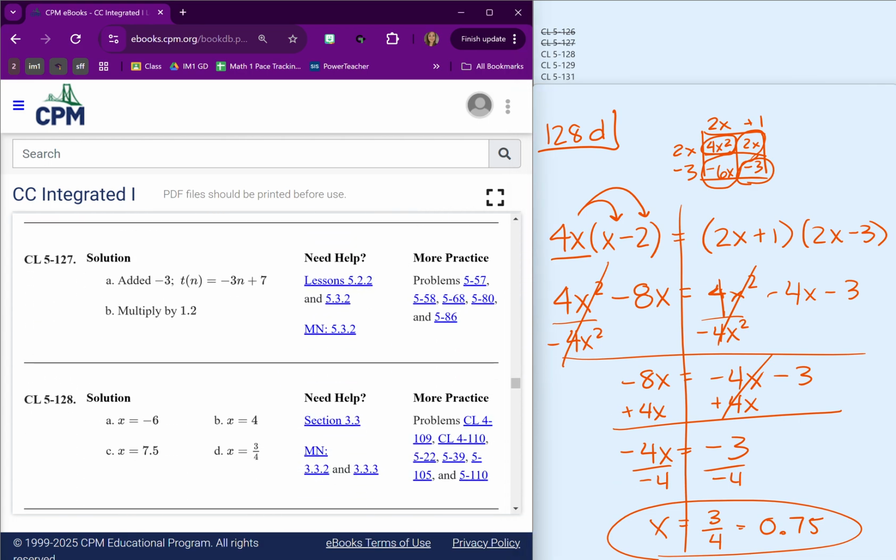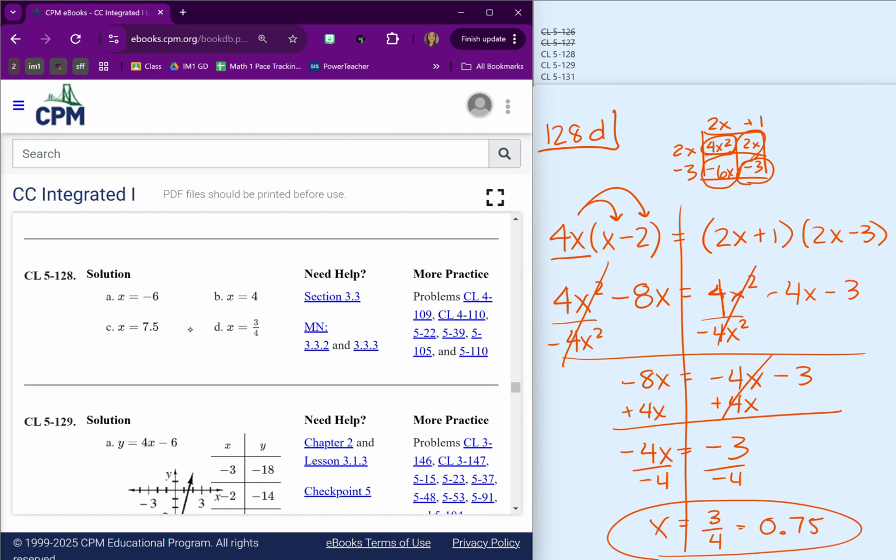Okay, so make sure you know how to solve equations. Here's your answers to check. And then again, if you need more practice, you can click here.